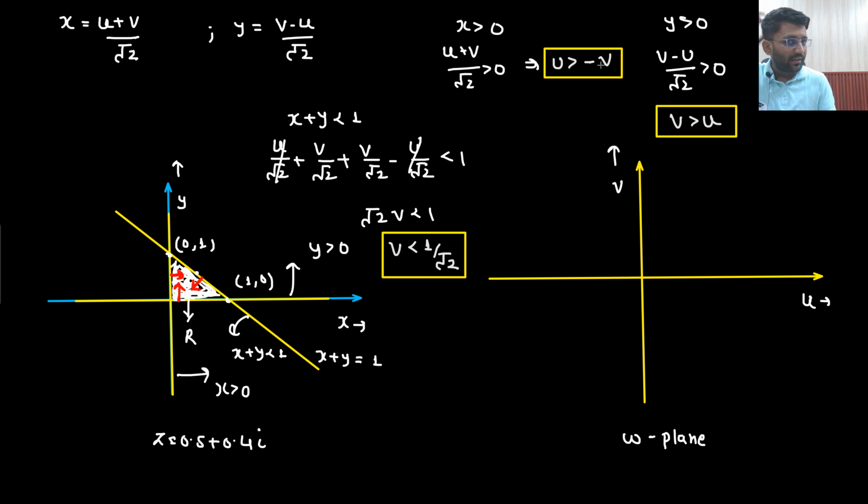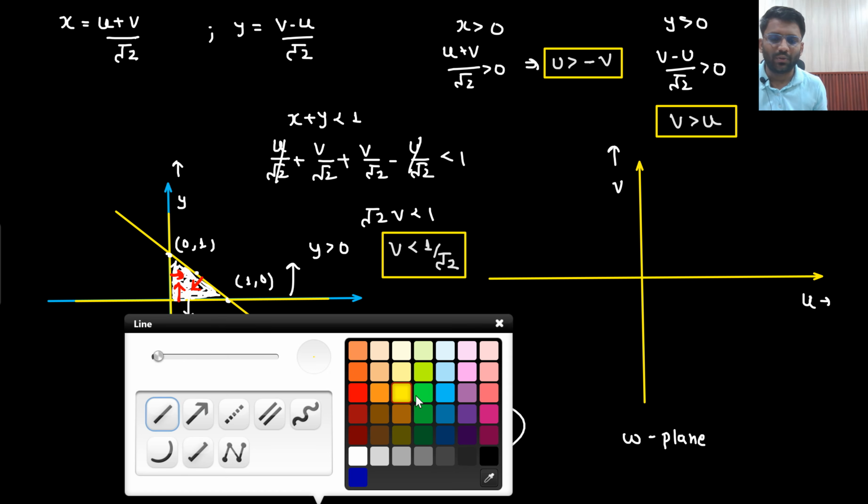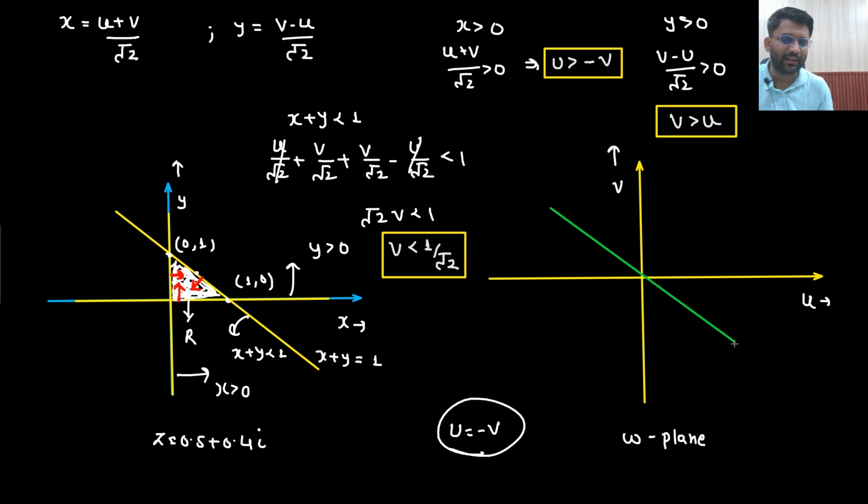u greater than minus v, v greater than u, v less than 1 by under root 2. These three, I should not say lines, these are the inequalities. So these inequalities you are supposed to draw. So how do you draw the inequalities? First of all, I will draw u equals to minus v. So how will the line look? u equals to minus v, the line will look somewhat like this.